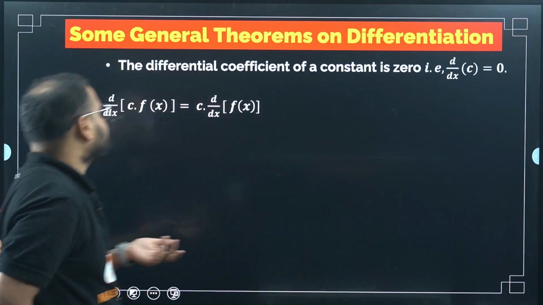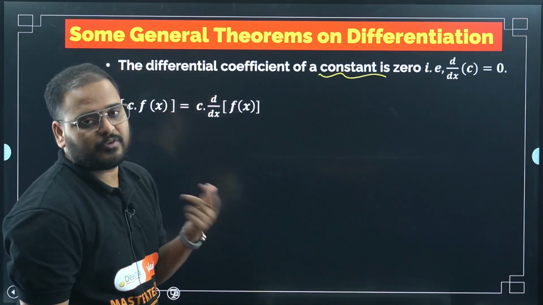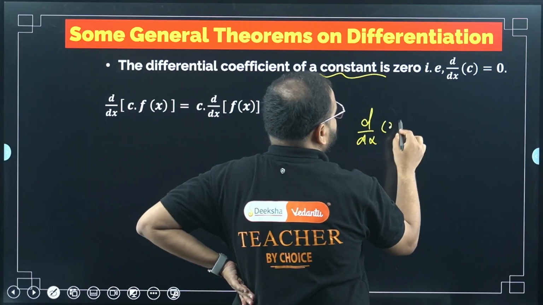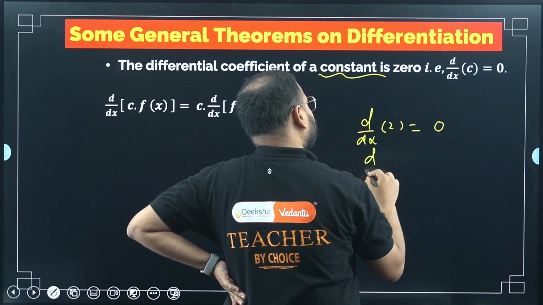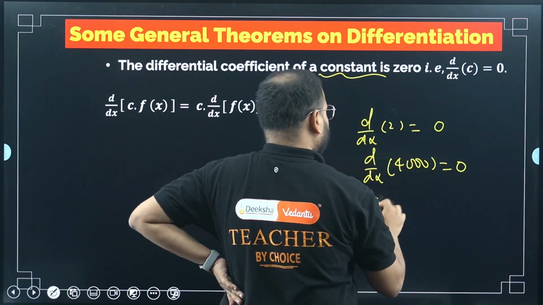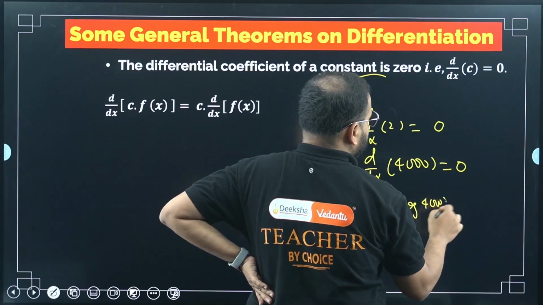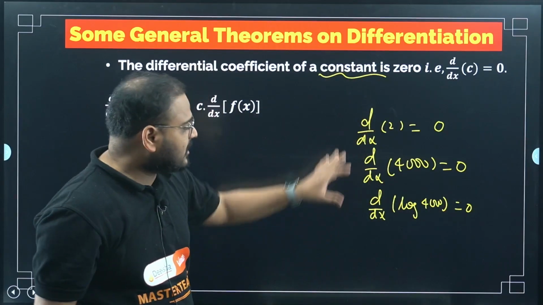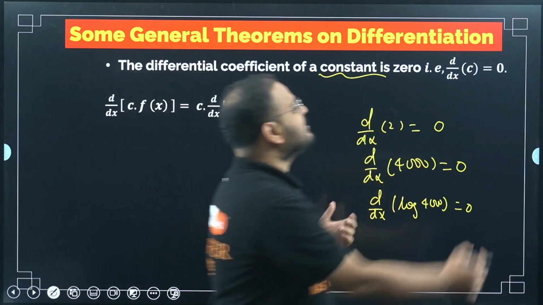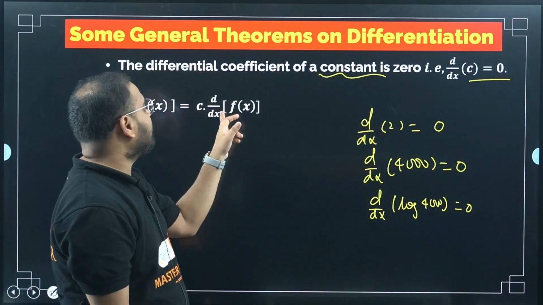So let's see. First one, whenever we have a constant, and we are finding differentiation for this, if I have to find differentiation of 2, 0, differentiation of 4000, 0, differentiation of log of 4000, 0. Okay, so all these values, please check here, constant. For all these constants, differentiation is always 0. What about non-zero? When we get non-zero? Whenever we have some variable in it.